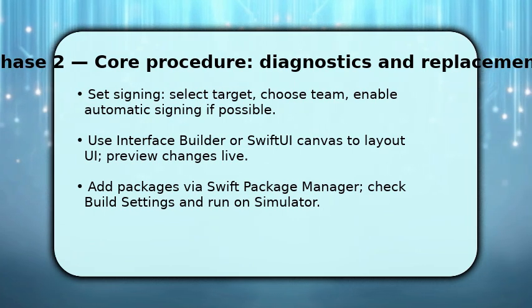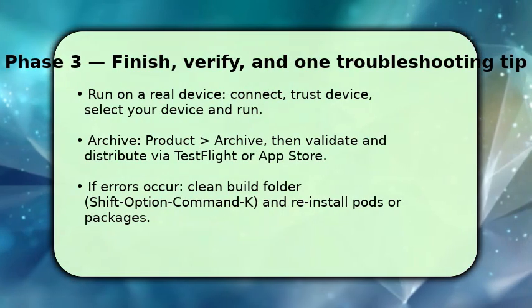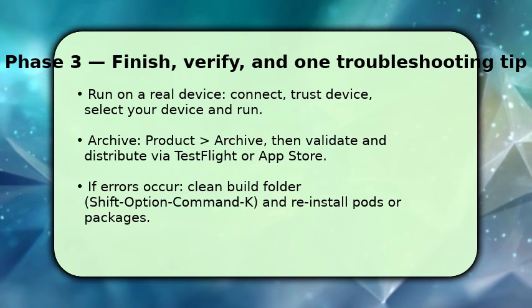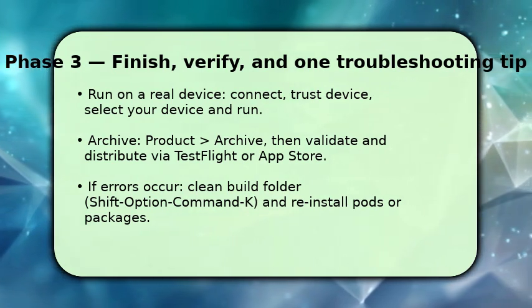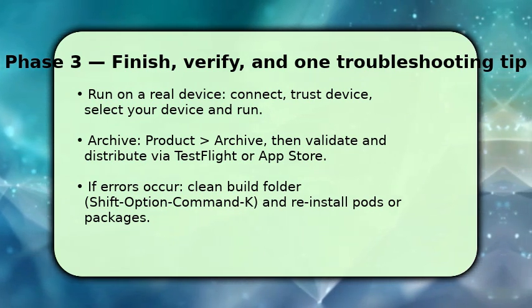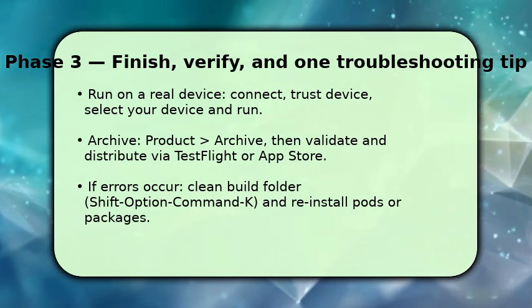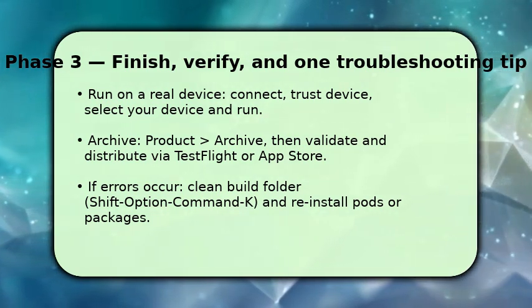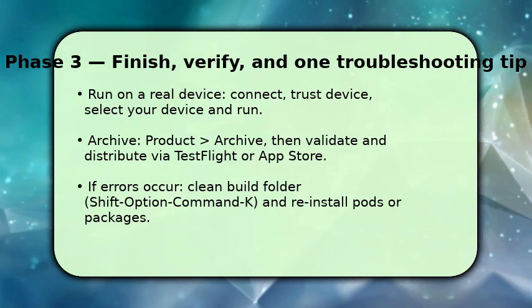You complete the workflow by deploying and packaging the app. To run on a device, connect it with USB or use wireless debugging, trust the device, then select it and press Run. When ready to ship, choose Product, Archive, then validate and export. Use TestFlight for beta distribution or App Store Connect for release.